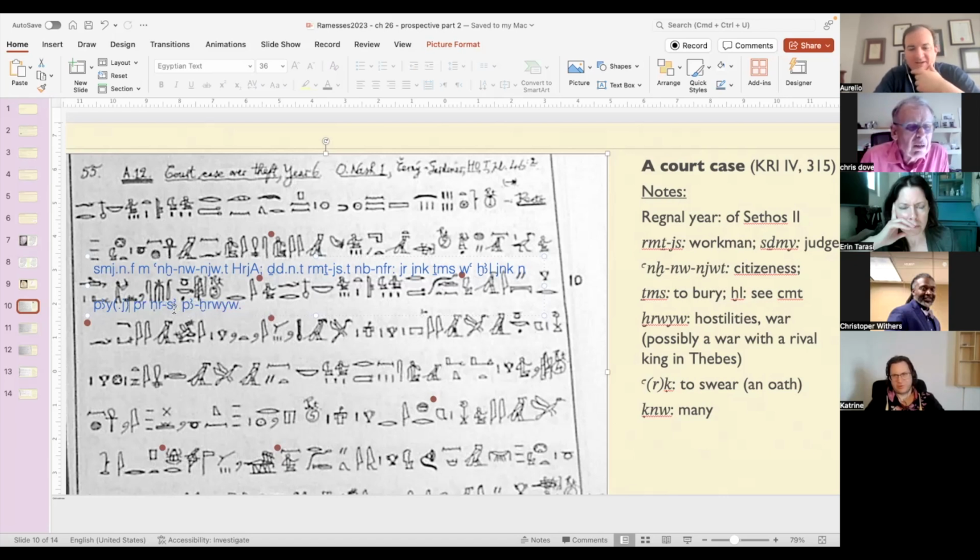Or what is it about Heru here? The Heru are hostilities, war, some kind of struggle. After the war. Okay, after the struggle. That's right. So the Khersa is after in this case, not behind.